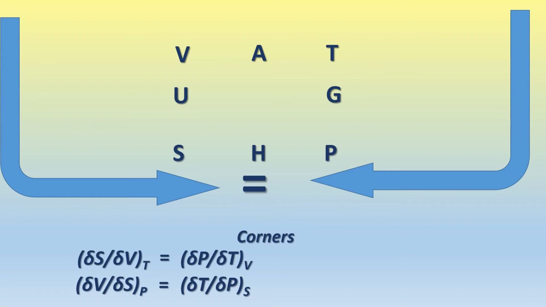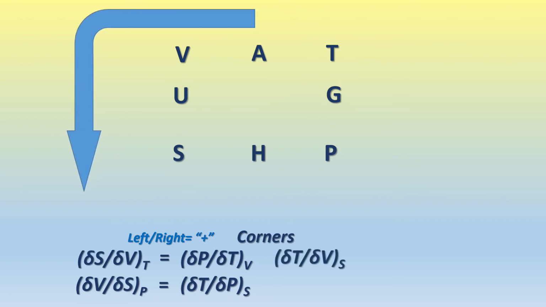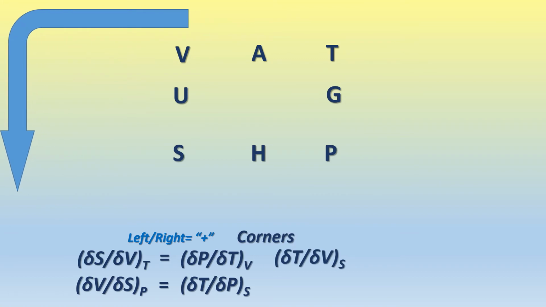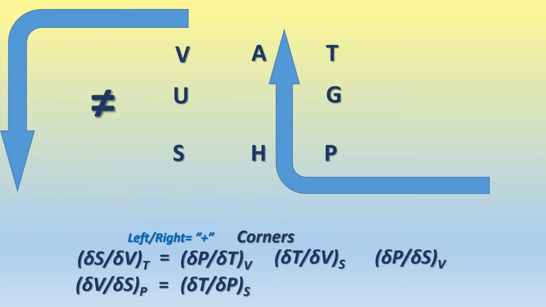Since the arrows point to each other, these two are equal. If I go left to right, the arrows point to each other, the differentials are equal. However, T with respect to V at a constant S versus P with respect to S at a constant V, instead of going left to right, I'm now going up and down, the sign's going to be negative.